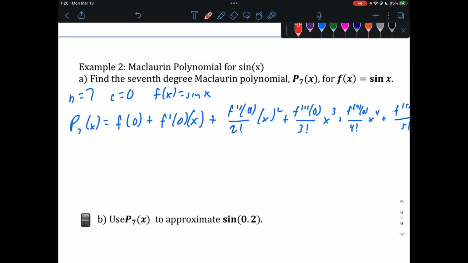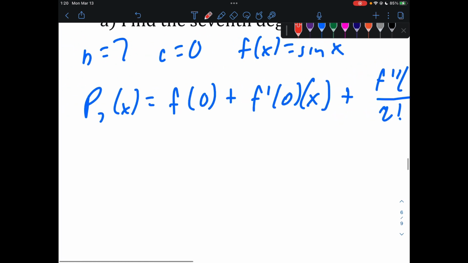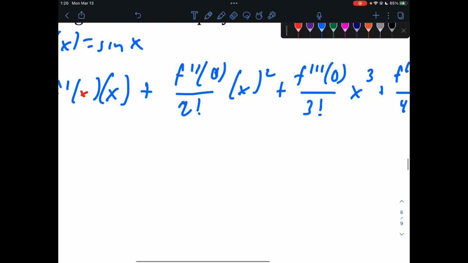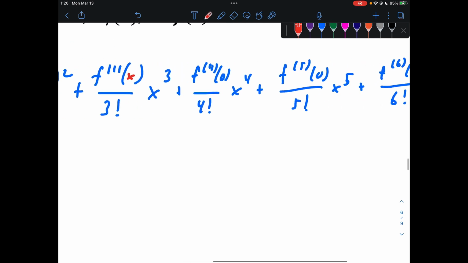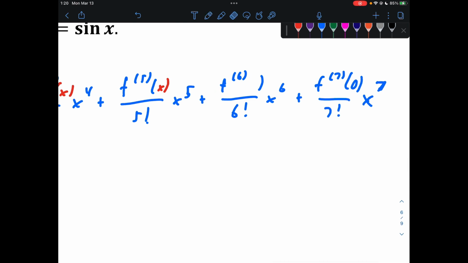So f of 0, so sine of 0. And I actually should have put x here. I should have put all these as x, because we called it x, we want to stay consistent with our notation here. So let me just fix these last two and then we'll get on to the rest of the problem.